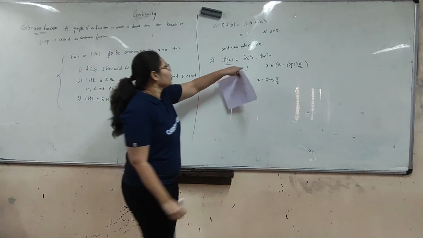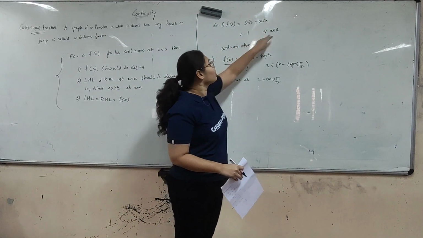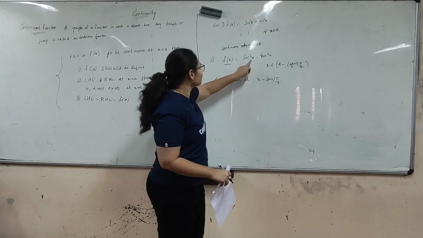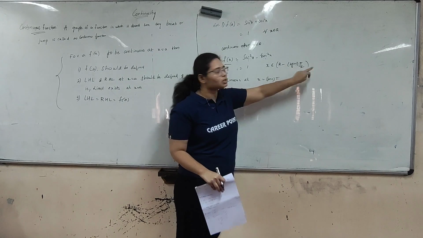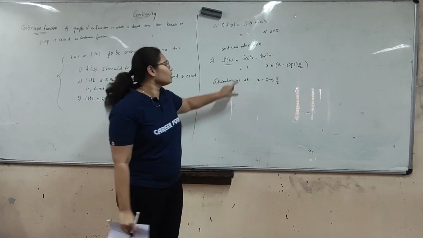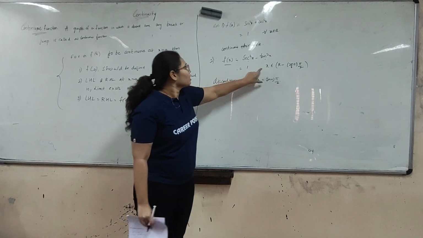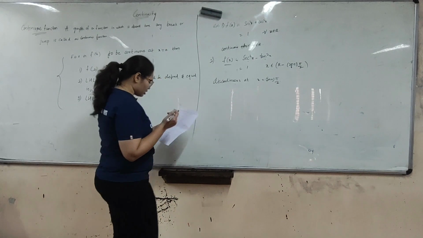Like here also, sin square x plus cos square x is 1 for all x in R, whereas this identity follows when x belongs to R minus (2n plus 1) pi by 2. So we should see in which conditions it is following the identity, right? Now let's go to another.